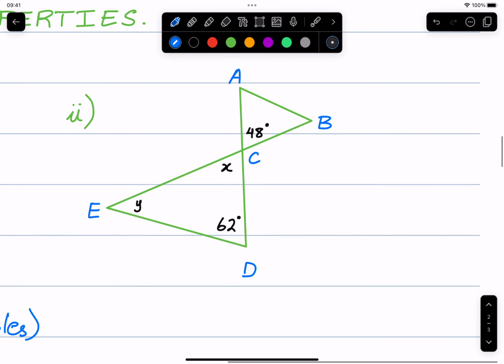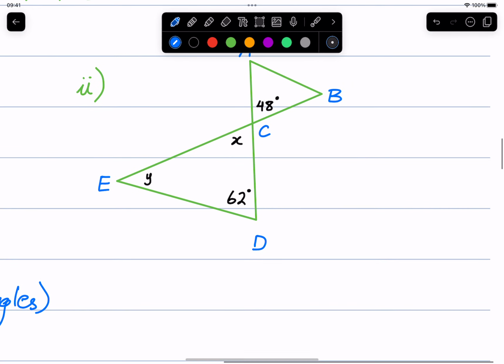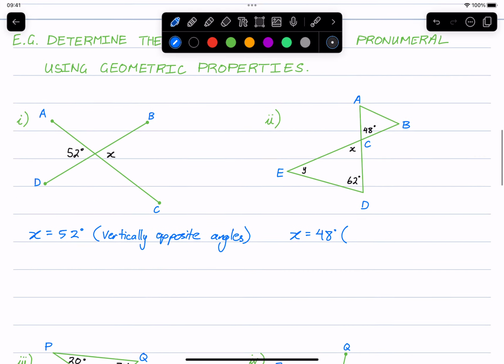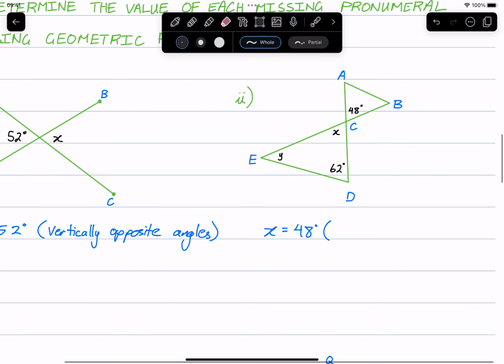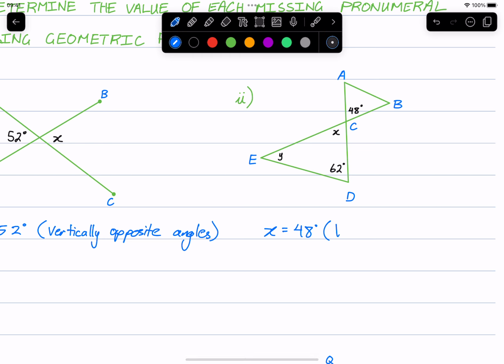Okay, so you can pause and give this one a go yourself. Hope you can see that x must equal 48 degrees. And here's the short way of writing vertically opposite angles. So it's going to become vert. opposite angles.